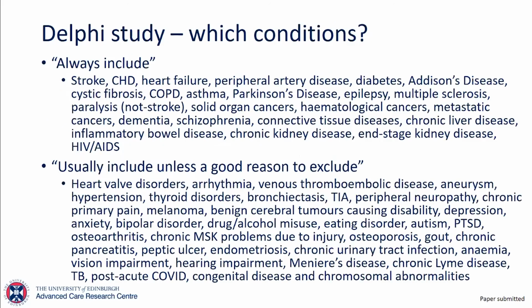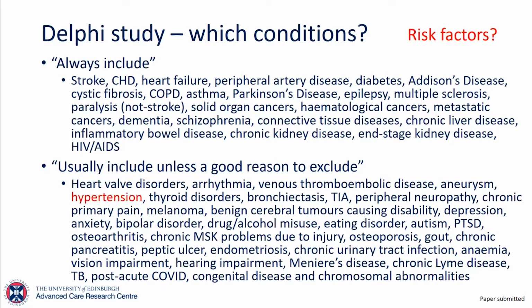So which conditions should you include? We asked them to rate each condition on a scale that went from always include, usually include unless a good reason to exclude, neutral, usually exclude unless a good reason to include, and then always exclude. But all the scoring is in the first three categories. It's very unusual for anyone to say you definitely should not include that. So what you get is a list of 24 conditions of always include, and then another 34, I think, of usually include unless a good reason to exclude. You might think, that's great, that tells me what I should do. But does it? Probably not.